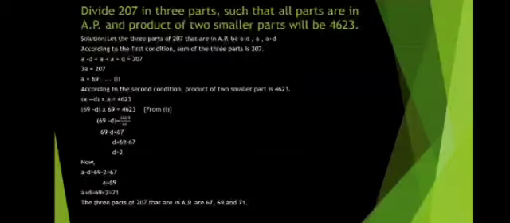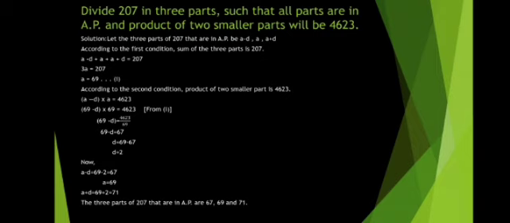Now the next question is, we have to divide 207 into 3 parts such that all the parts are in AP, and out of those 3 parts, the product of the 2 smaller parts is 4623. So here we don't know all 3 parts, so we'll assume them. Let the 3 parts of 207 that are in AP be a minus d, a and a plus d. We did this earlier.